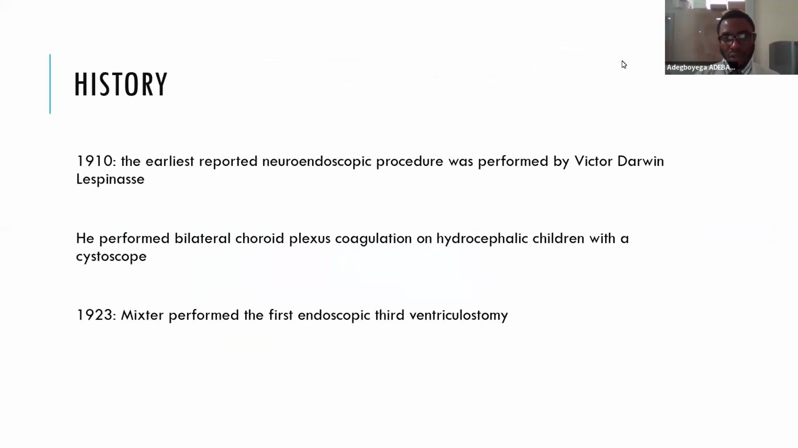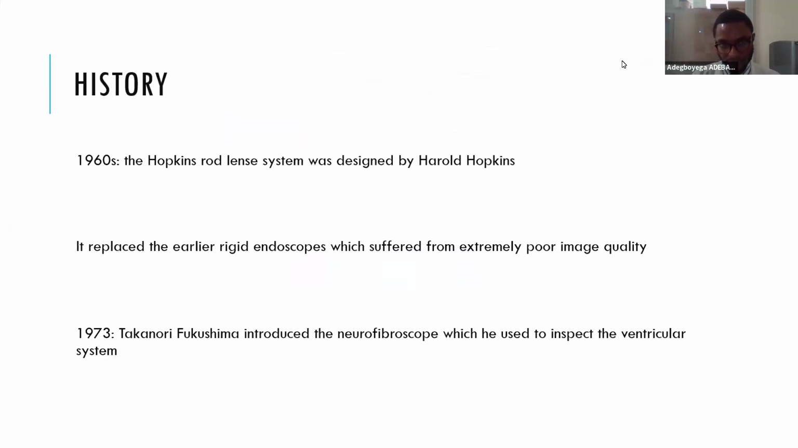The history of neuroendoscopy. The first reported neuroendoscopic procedure was performed by Victor Darwin Lespinasse in 1910, who performed bilateral choroid plexus coagulation on 2 hydrocephalic children, using a cystoscope. Unfortunately, one of the children died after the procedure. Mixter in 1923 performed the first endoscopic third ventriculostomy.